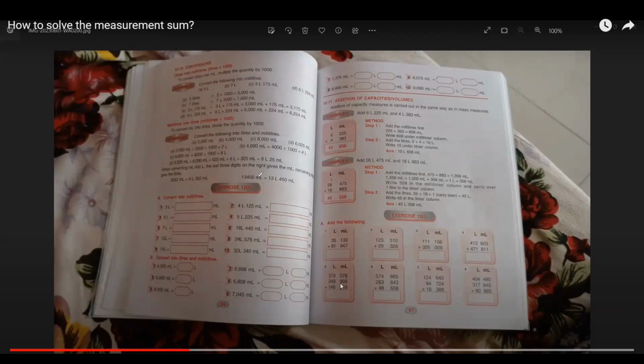Number 1. Number 1 is 108086. How much? Tell me again. 108086. But how much is liter and how much is milliliter? Liter is 108, milliliter is 086. Very good. Now tell me number two.